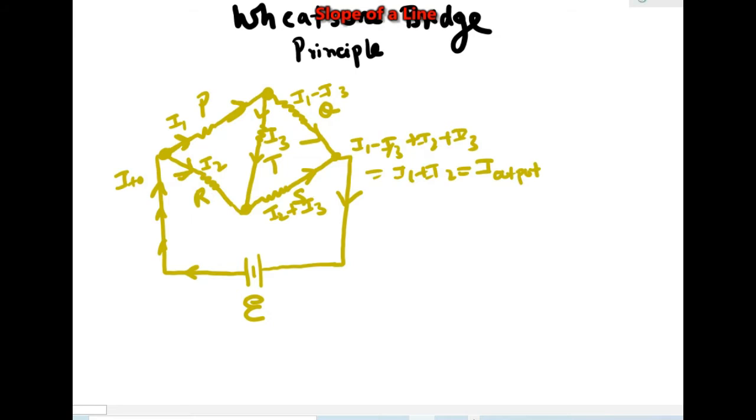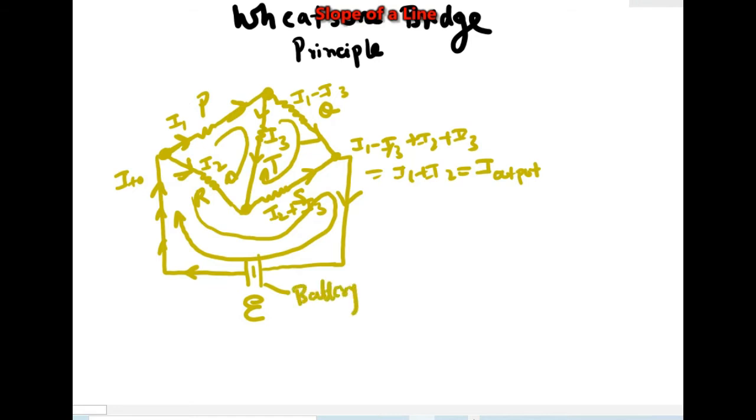So what you do is you apply Kirchhoff's voltage law in this loop, then you apply Kirchhoff's voltage law in this loop, and then you apply Kirchhoff's voltage law in this loop. This ensures that almost all the electrical elements of the circuit, including this battery, get included as part of the KVL. So you end up writing three KVL equations.